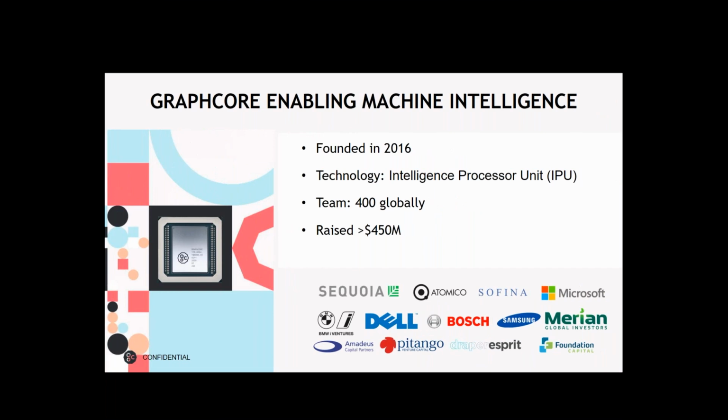So here goes. So Graphcore, a 4-year-old company. The foundation of our IP is really our intelligence processor unit. We have a team of 400 people globally, and much of what Jason was saying kind of resonates. You know, it's an expensive business that we're in, and we've got good investors who've come and supported us over the course of the last 4 years. We've raised 450 million to fund the company in the course of the last 4 years. If you advance, Jason.